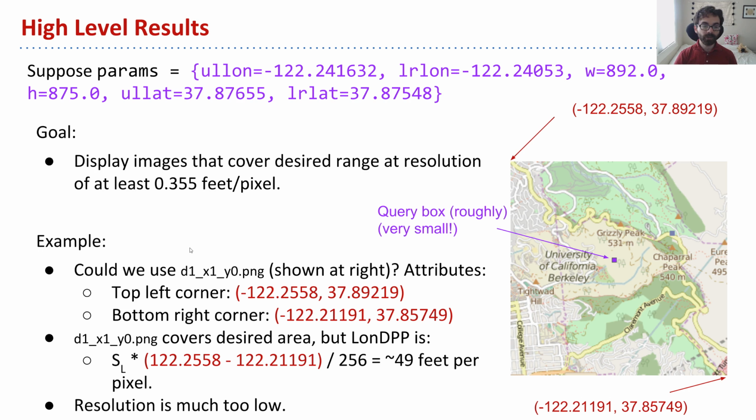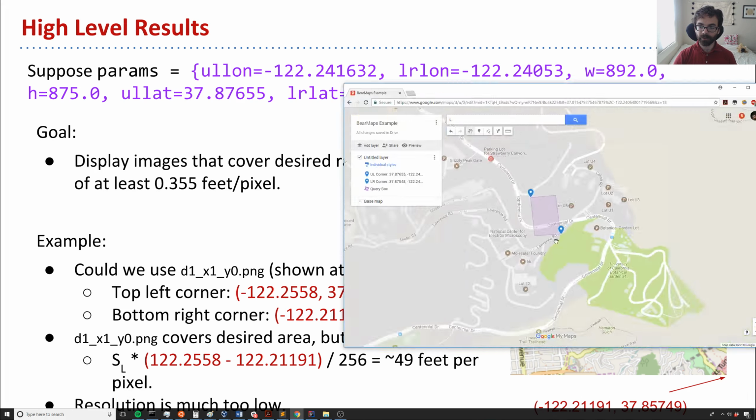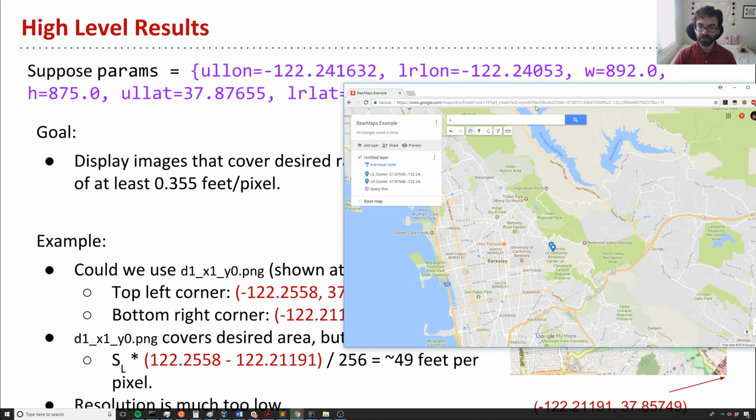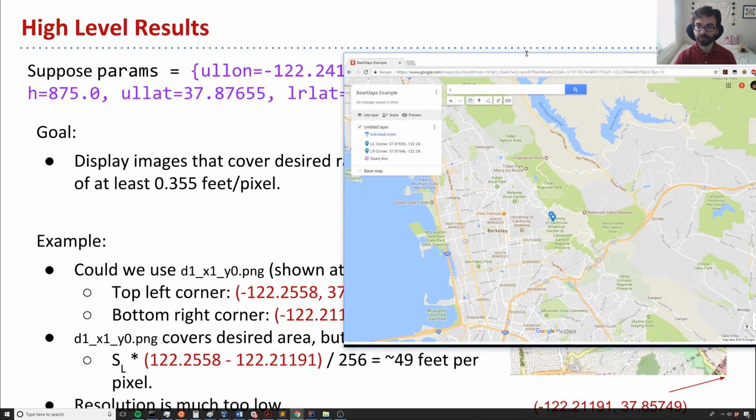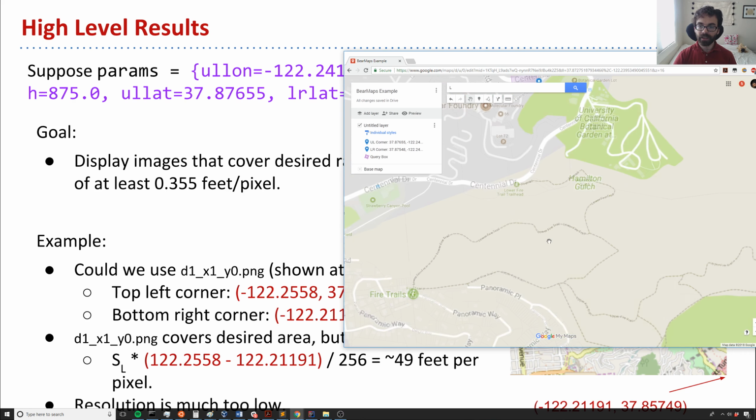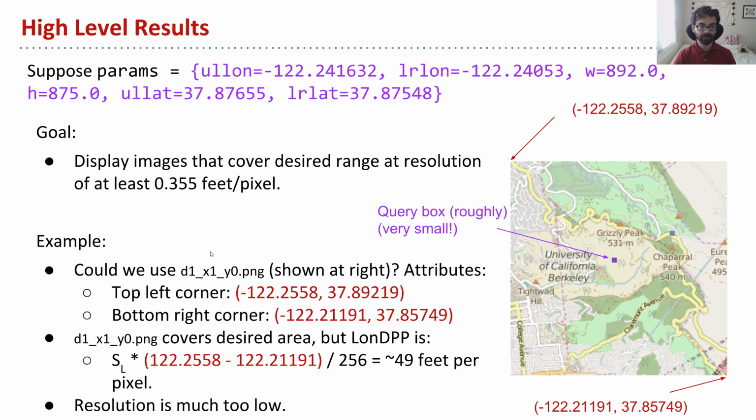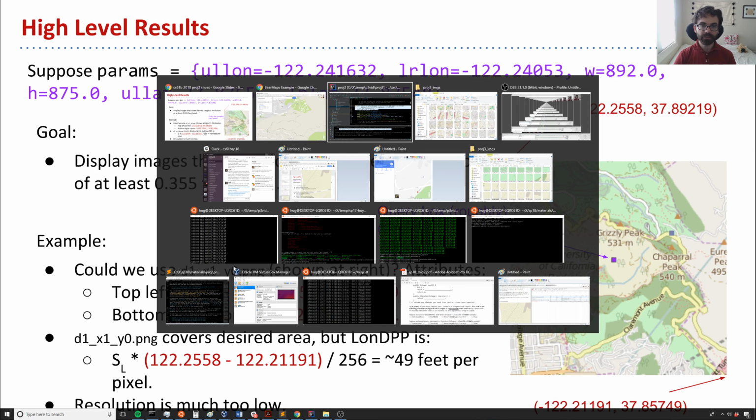So we can imagine trying to use D1, X1, Y0. This is the picture shown. It does actually include the query box, but it is very small. In other words, if I zoom out like here, you can kind of see that it matches that picture just a little bit. I zoomed a little too much. But obviously using this picture, D1, X1, Y0, is going to be too small.